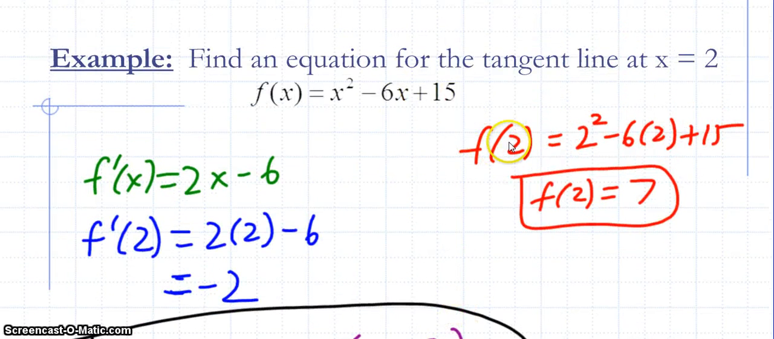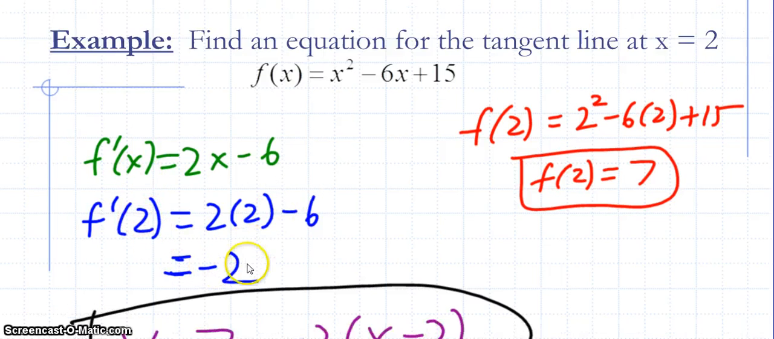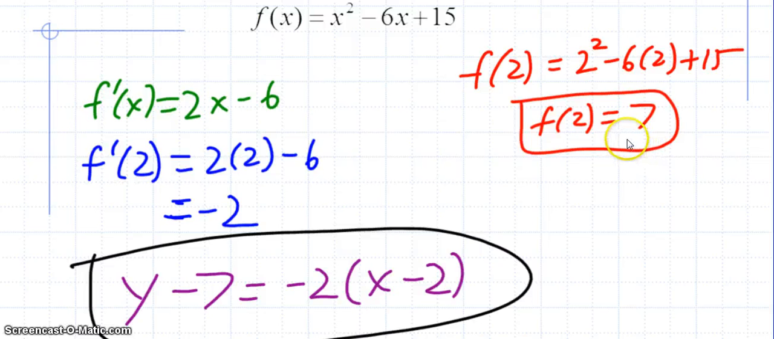Okay, well first I found f of 2 because I need the y value, and I got that to be 7. Then I found the derivative, f prime of x is 2x minus 6 by using my power rule. Then I found the slope when x is 2 by plugging 2 into the derivative. That gave me negative 2. So now I have a slope and a point, so I write the equation of my line.